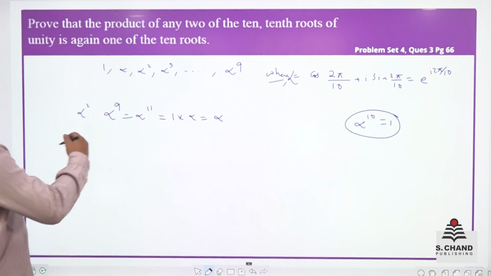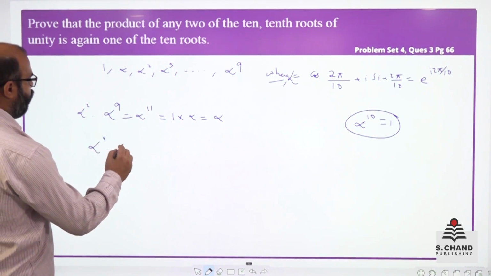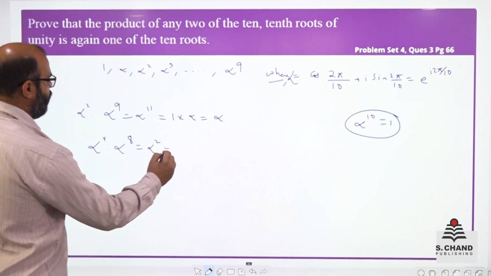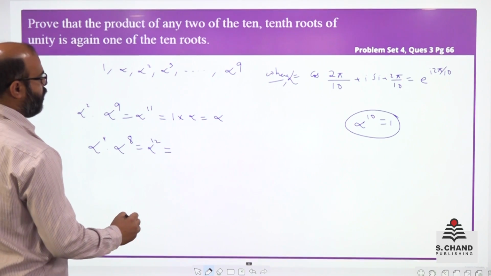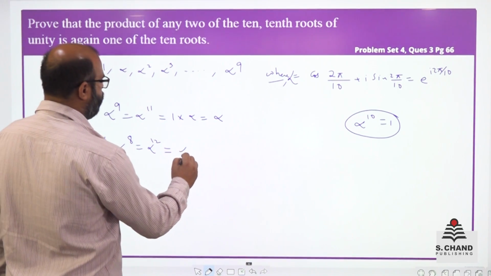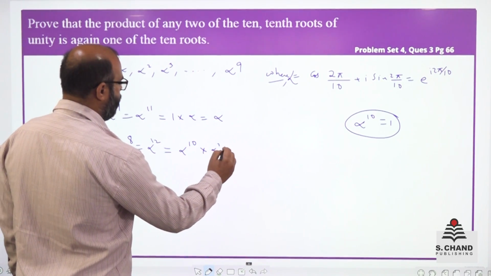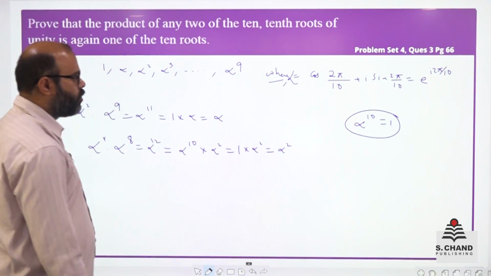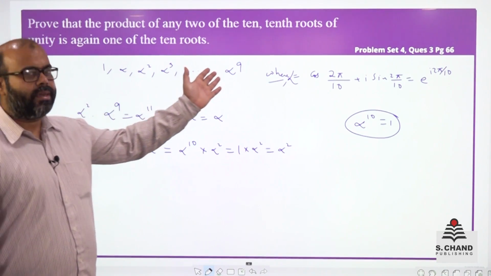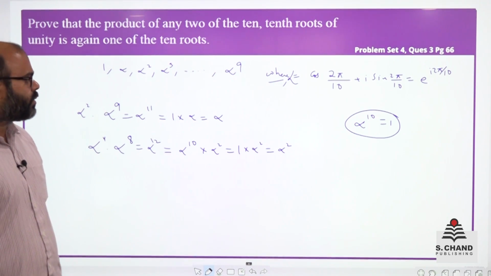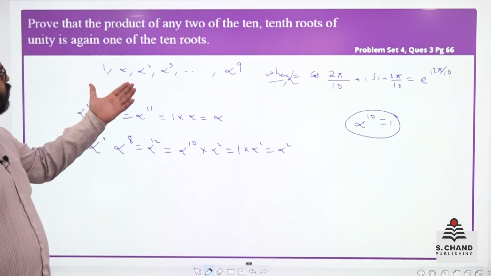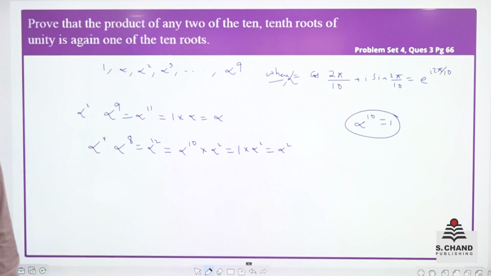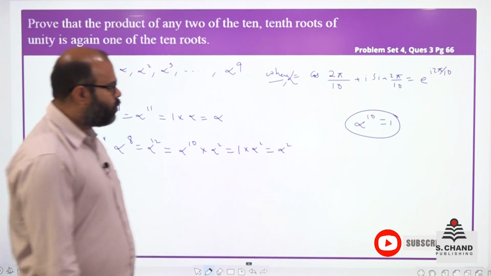Randomly you can take any two, like alpha to the power 4 into alpha to the power 8. First it will become alpha to the power 12. Then you write it as alpha to the power 10 into alpha square. So 1 into alpha square is alpha square. So this is also one of the 10th roots of unity. In this manner you find that this statement is actually true. So this is how we can do this question.